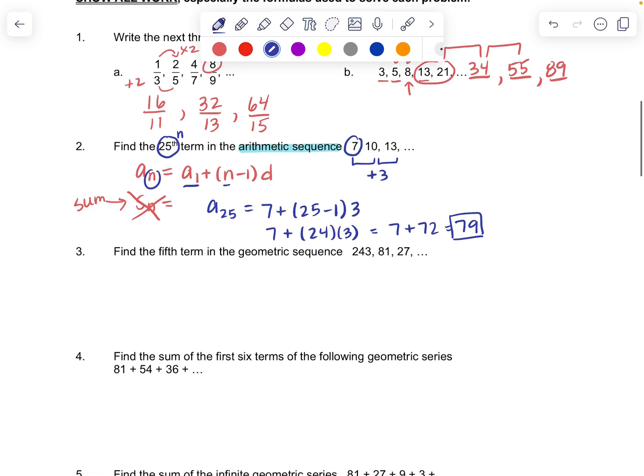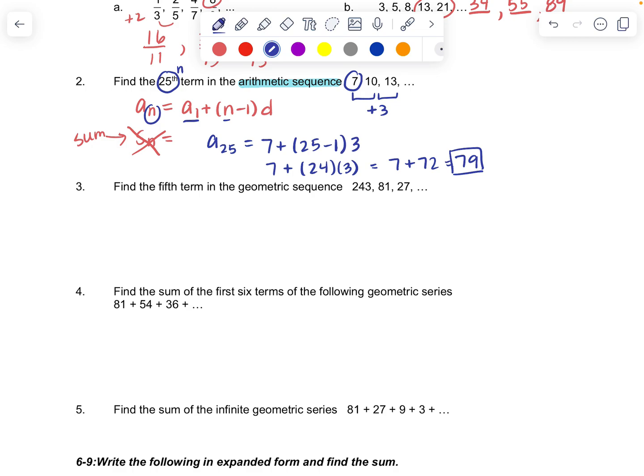Okay, find the 5th term in the geometric sequence, 243, 81, 27. Now, you guys, on this one, again, look for those keywords, right? I've got geometric sequence. If it's geometric, I actually know 3 formulas for this one. I know the A sub n formula. I know the S sub n formula, and then I know the S sub infinity formula. But again, you're only going to use the sum formulas if you see the word sum. I don't see the word sum, so we're not going to be using those. So the A sub n formula for a geometric sequence is A sub 1 times r to the n minus 1.